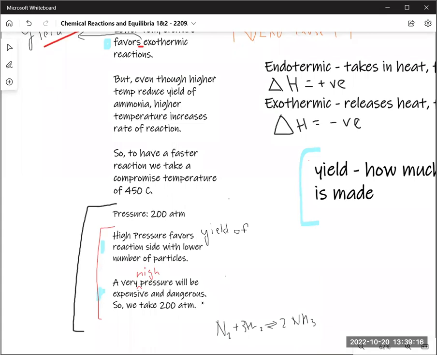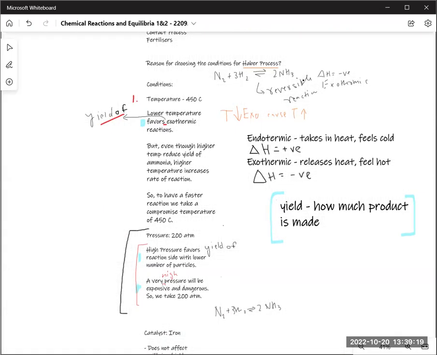Now, high pressure favors yield. We saw the rule. We've done this in the last class. You will have to watch the recording. We know that higher pressure always favors the side with fewer particles. So since you have 4 particles here, 1 nitrogen and 3 hydrogen molecules, this will be 4. We don't count this 2 over here. We only count the molecules. How many molecules do we have? 1 nitrogen molecule, 3 hydrogen molecules, that's 4. Over here, we have 2 ammonia molecules. So therefore, it's 2, as ammonia is the side with fewer particles. The higher pressure will favor the production of ammonia.